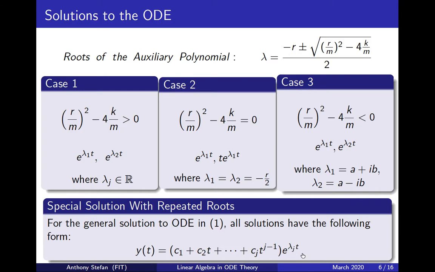Okay, times e to the lambda jt. All right, so this is as complex as everything gets. We see all three cases. There are no more cases than this.